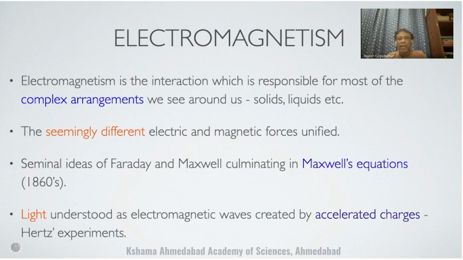And one of the big triumphs of Maxwell's equations is that, in addition to describing electric and magnetic forces, it also managed to show that light can be understood as an electromagnetic wave, which can be created by accelerated charges. And this was experimentally also tested. And it was quite an important achievement in the 19th century, that people realized that light, electricity, magnetism, these are all just different aspects of this force of electromagnetism.